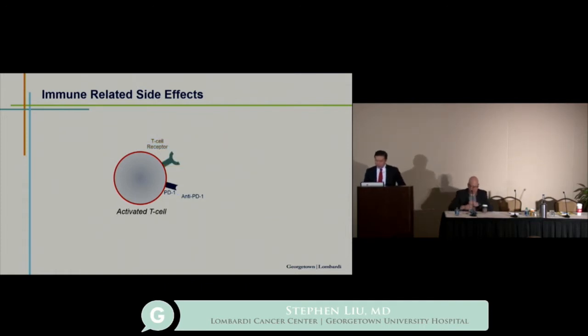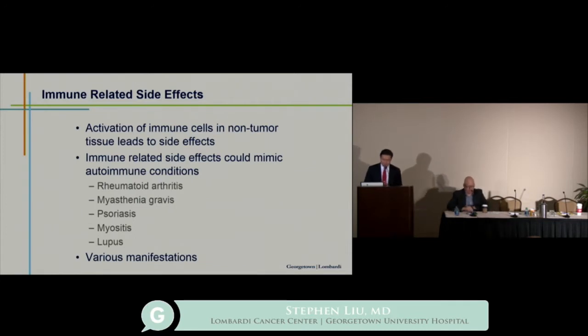But if that receptor is not expressly targeting the tumor, but is instead targeting the self or targeting some of your normal tissue, then when we turn it on, instead of targeting a tumor, it could target normal tissue, and that could lead to immune-related side effects. So immune-related side effects really represent the activation of immune cells in non-tumor tissue. And this can really mimic autoimmune conditions.